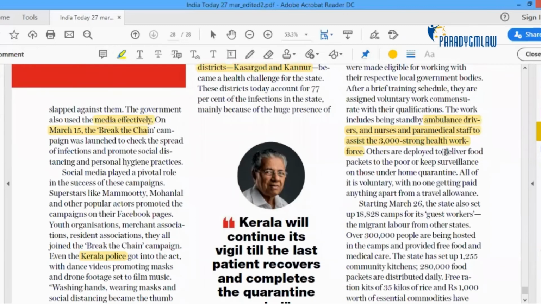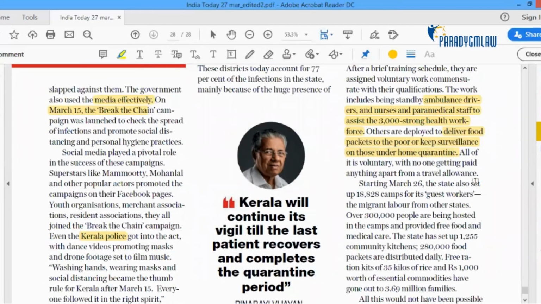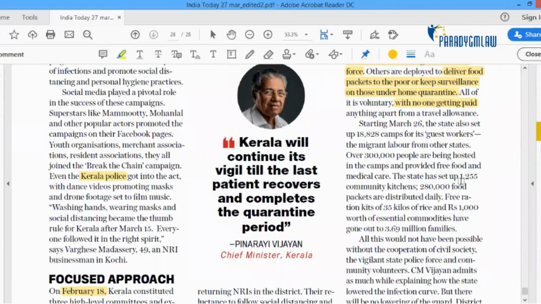They would also help in delivering food packets to the poor or keep surveillance of those under home quarantine. And all this is completely volunteer. There's no payment. Here we have a few numbers, not really important from the exam point of view. This is only to give you some idea of the scale of the operations. Okay, so it's not really that important. You can glance through it.